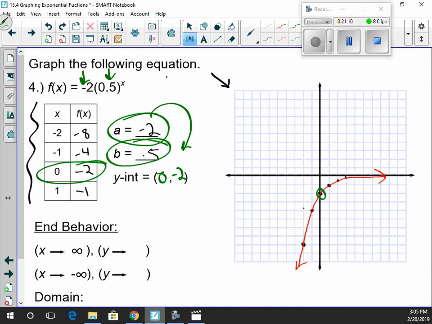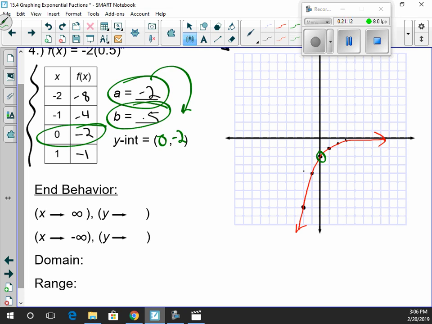Okay, so graph looks like so. So let's talk about the graph. As I'm heading in the positive x direction, heading this way, what happens? Does the y value get really, really positive? No. It heads up, but it only approaches 0 again. Okay? What happens as x heads in the negative direction? Well, it goes more and more negative, right?